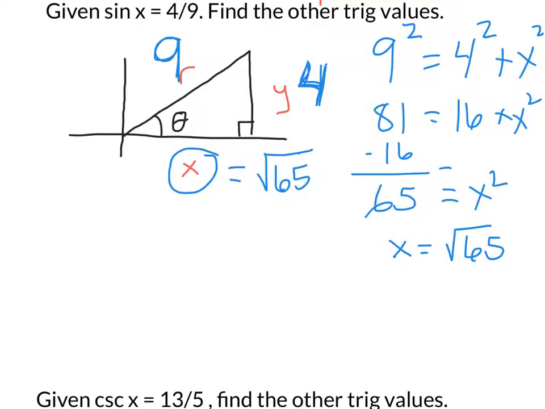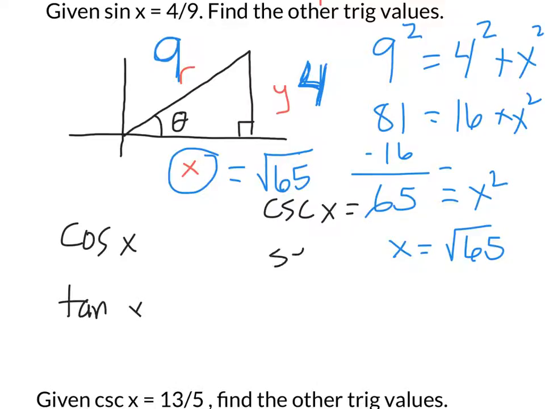So our other 5 trig functions are cosine. We need to find the cosine of the angle, the tangent of the angle, and we need to find cosecant, secant, and the cotangent. Each of these has its own special relationship between 2 different sides of this triangle. So the cosine is the x side compared to the hypotenuse.